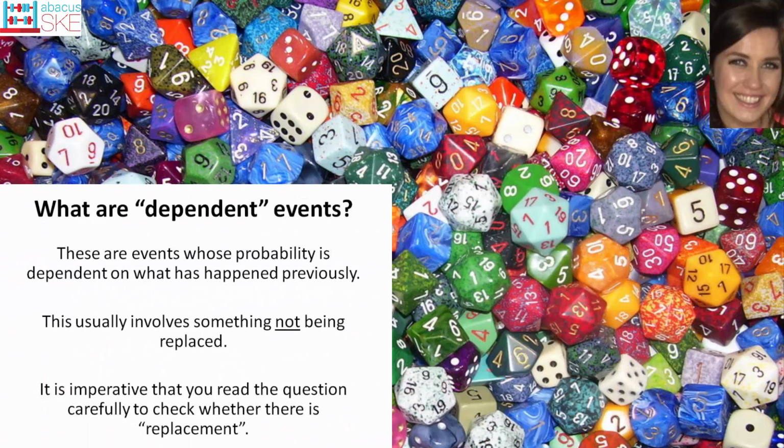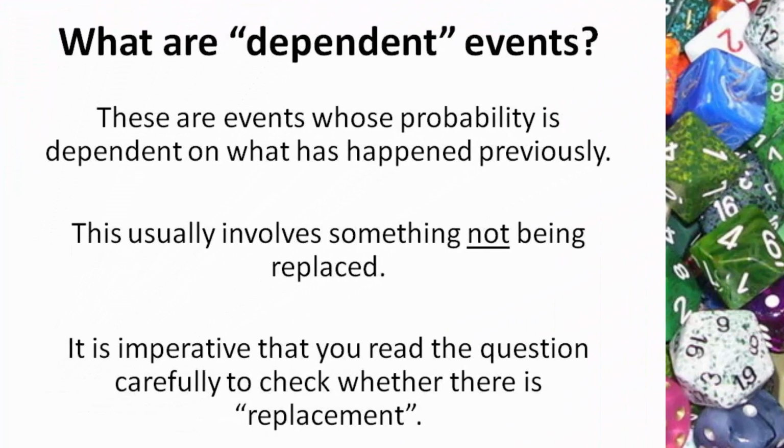The previous 2 examples show independent probabilities. This means that the first event does not have an effect on the second event. For example, if I roll a dice, there's a 1 in 6 chance that I can achieve a 6. If I roll it again, there is still a 1 in 6 chance that I can achieve a 6. However, in some cases, the first event can have an effect on the second event, and this is called dependent probability. Dependent probability usually involves something not being replaced.